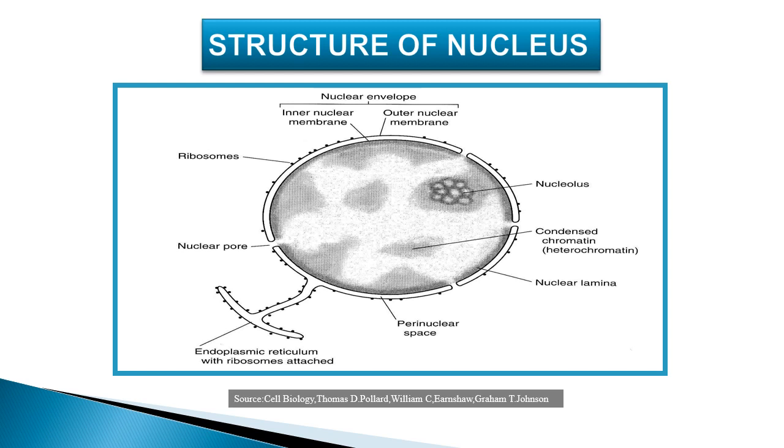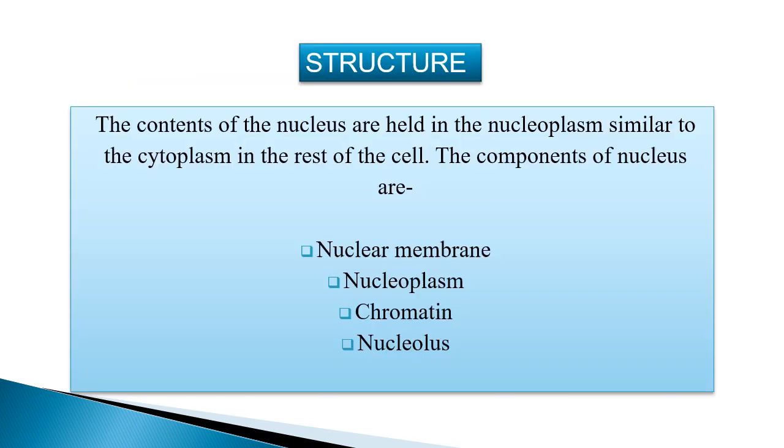Ribosomes remain attached to the outer nuclear membrane, and the endoplasmic reticulum with ribosomes also remains attached to the outer nuclear membrane. So, the contents of the nucleus are held in the nucleoplasm, similar to the cytoplasm in the rest of the cell. The components of the nucleus are nuclear membrane, nucleoplasm, chromatin, and nucleolus.